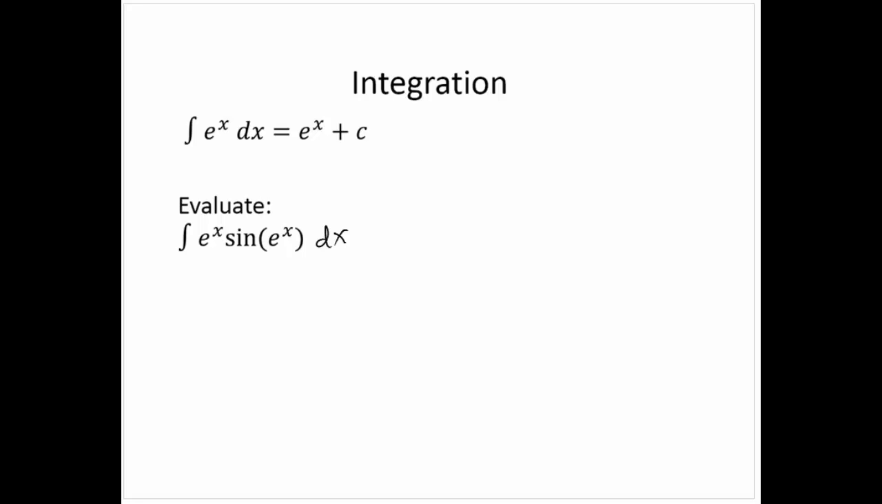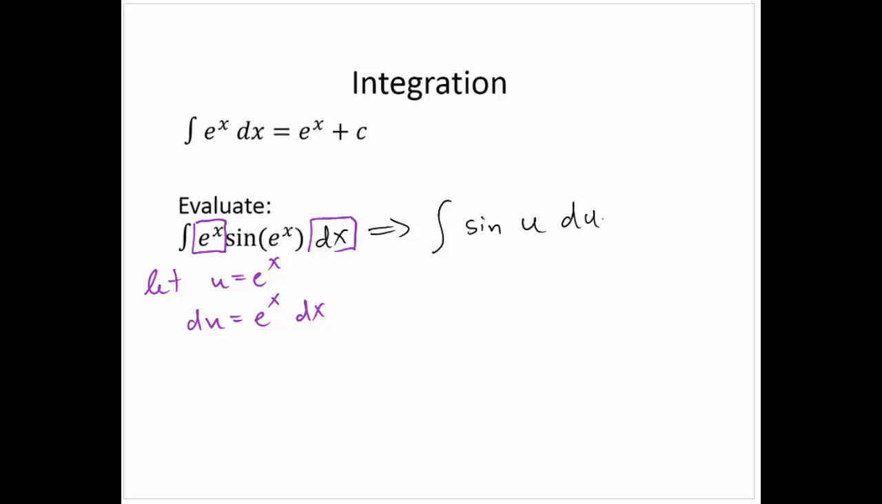So remember that one thing to try in substitution is whatever's inside the function, whatever's inside the quantity. So I'm going to try letting u equal e to the x. If I let u equal e to the x, then du would be e to the x dx. And I see that I have an e to the x dx. So this integral can be rewritten as the integral of sine u du.